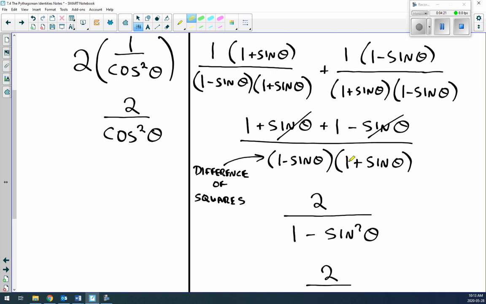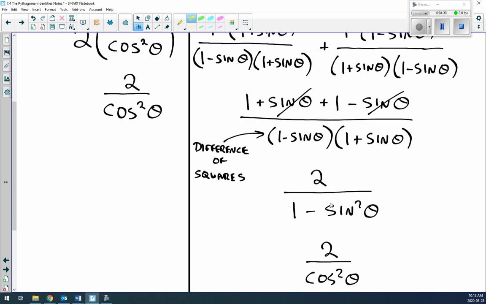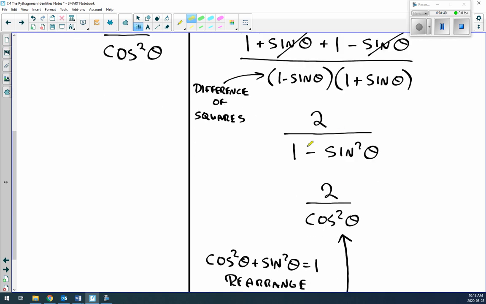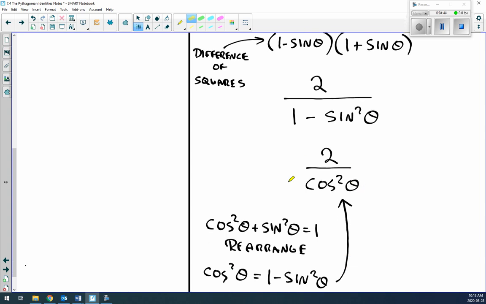Now, look at the bottom here: 1 minus sine theta times 1 plus sine theta. That's a difference of squares. We multiply the 1s and multiply the sines, and the two center terms cancel out, so we end up with 1 minus sine squared theta. What about the top? Sine theta minus sine theta cancel each other out, down to 0, and then 1 plus 1 is 2. Okay, keep going. So 2 over 1 minus sine squared theta.